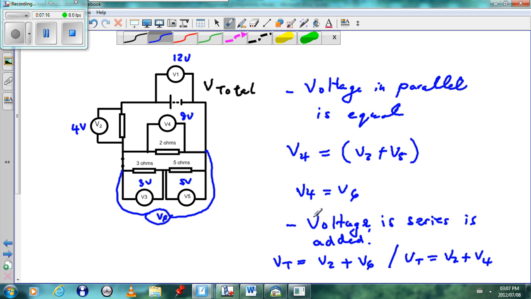And we know that voltage in series must be added. So we can say that V2 is in series with the whole parallel part. So we can say V2 is in series with V4, and V2 plus V4 will give us V total. So if V2 is 4 volts, then V4 will be 8 volts in order to give us the total of 12 volts. So these are two very important aspects that we must remember when doing electricity calculations.